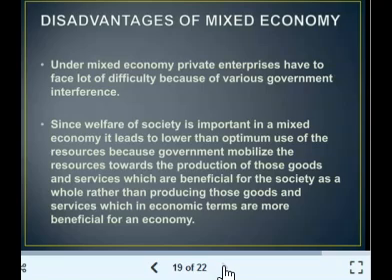And then the other part is that since the welfare of society is important in a mixed economy, that's one of the major aspects: how you take care of your people. It leads to lower than optimal use of resources because the government controls and utilizes those resources for the production of goods and services that are beneficial to their people, as opposed to producing goods and services for the benefit of the economy. So it's driven more by the people than by the economy. Because of that, you can lower your economic output, you may not be as profitable, and the gross national product of your country may be less as a result.